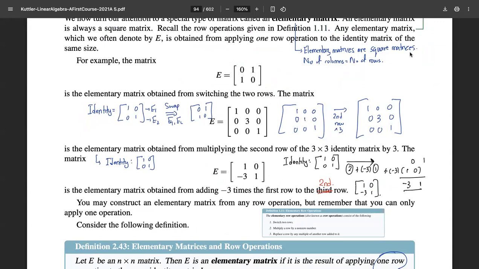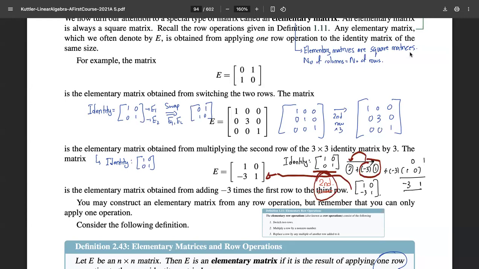For the last case, we look at the last operation where we start with the identity matrix. Since my resulting matrix is 2 by 2, I start with a 2 by 2 matrix. I add -3 times the first row to the second row, and I'll get the corresponding elementary matrix E. And I think there's a typo over here. It should be the second row, not the third row. Just to bring your attention to that.